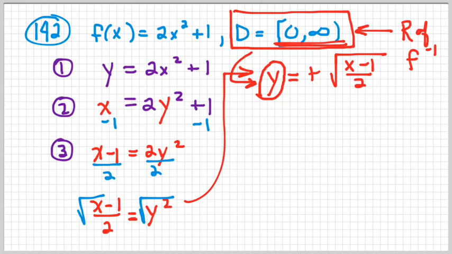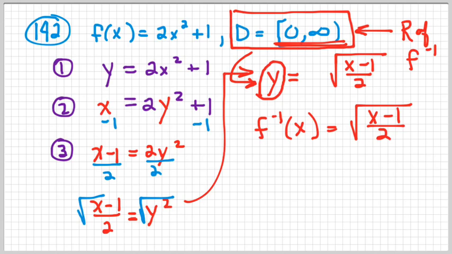Now we usually don't even show that positive sign. So our inverse is simply the square root of (x minus 1) over 2, all of that underneath the radical. Normally we don't like a root 2 in the denominator, so we could clean that up, but we don't need to. That's good enough for our purposes. And that's how you find the inverse.